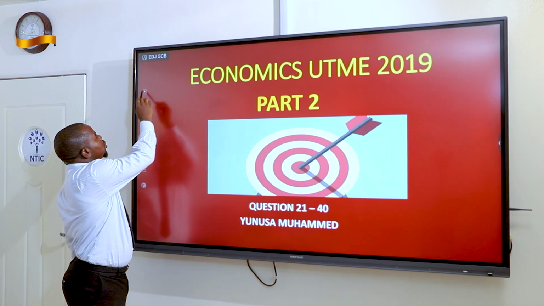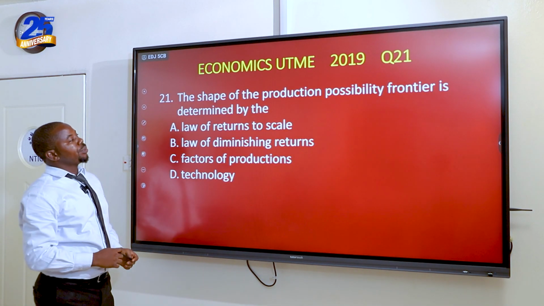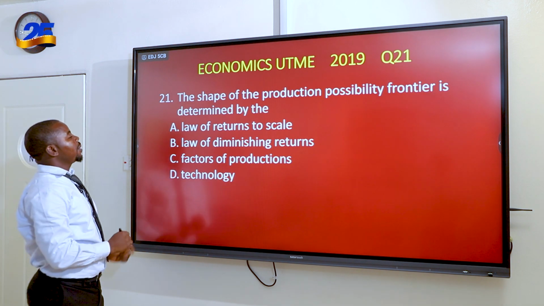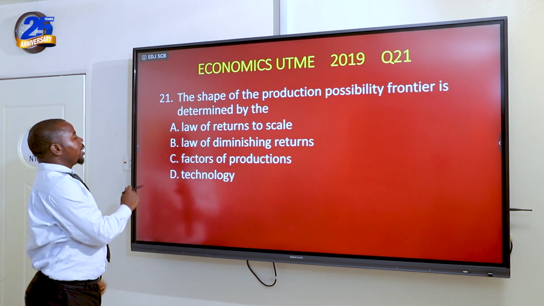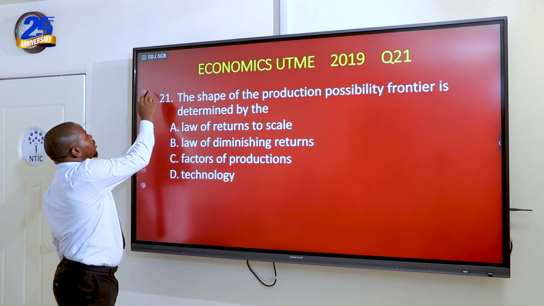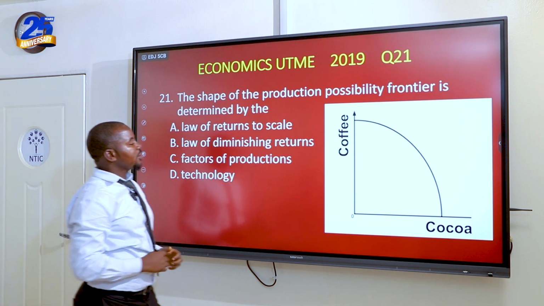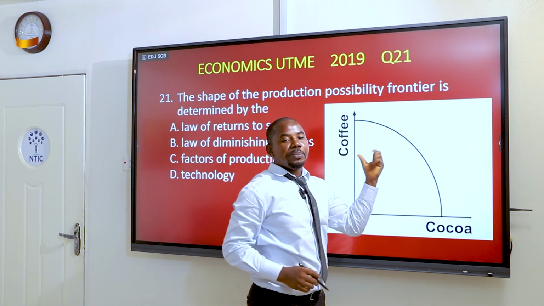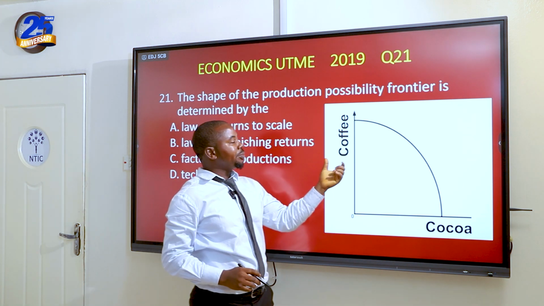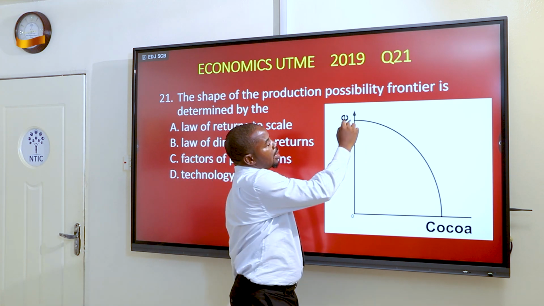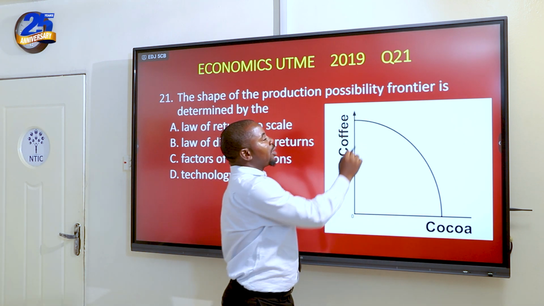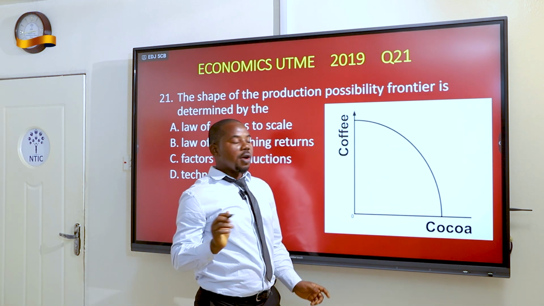All right, question 21. The shape of the production possibility frontier is determined by A, law of returns to scale, B, law of diminishing return, C, factors of production, and D, technology. So the answer is factors of production. Now, the shape of PPC, which is production possibility curve or production possibility frontier, is concave to the point of origin. Why? Because the change is not constant.